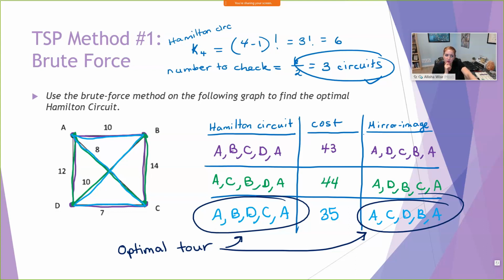Any questions on brute force method? No, I understand that one.